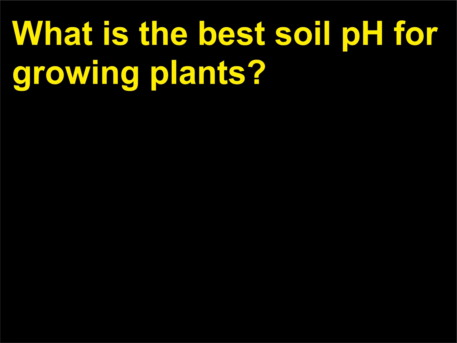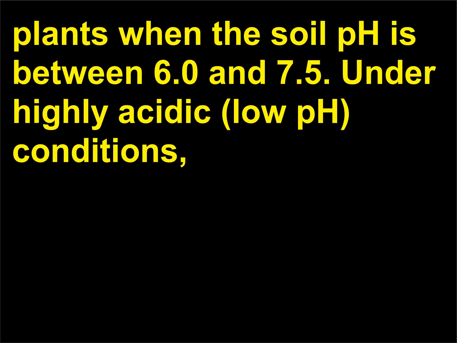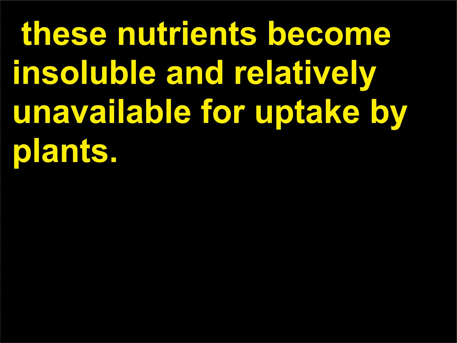What is the best soil pH for growing plants? Nutrients such as phosphorus, calcium, potassium, and magnesium are most available to plants when the soil pH is between 6.0 and 7.5. Under highly acidic, low pH conditions, these nutrients become insoluble and relatively unavailable for uptake by plants.